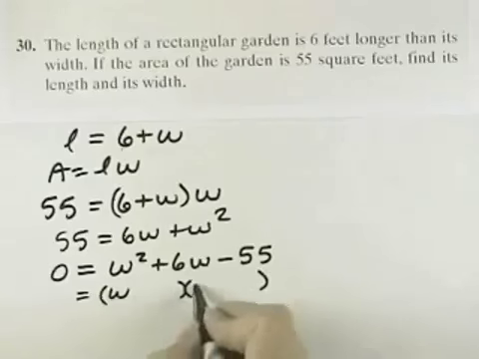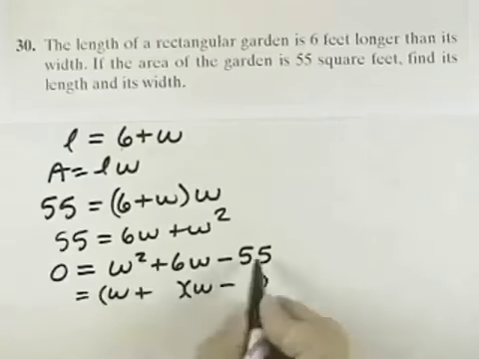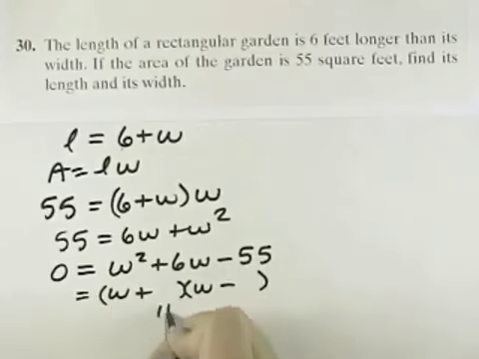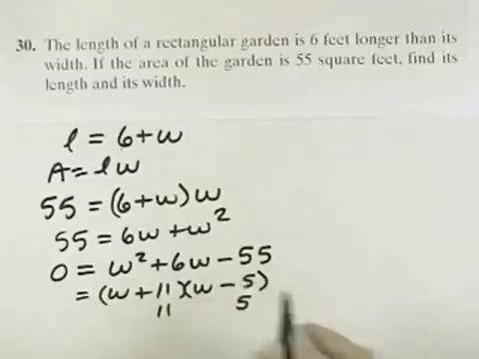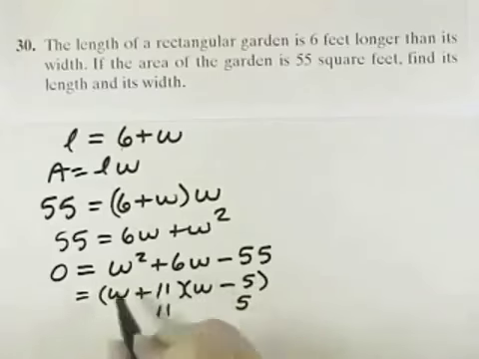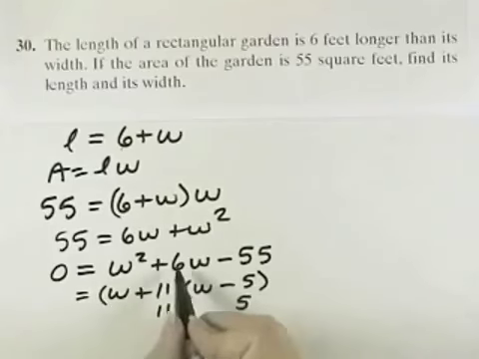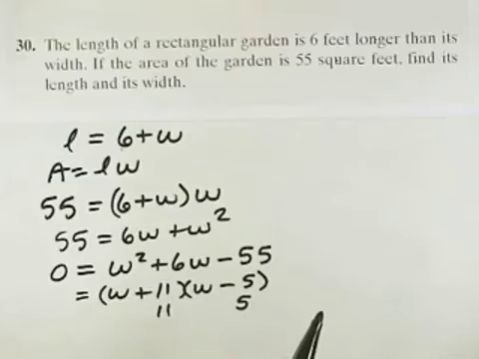I know I need a w, and I know the signs will be opposite, and I need to find factors of 55, which could be 11 and 5 or 55 and 1. If we try 11 and 5, we get a positive 11w in the middle and negative 5w on the outside. That gives us the 6w in the middle. So this is the factored form I want.